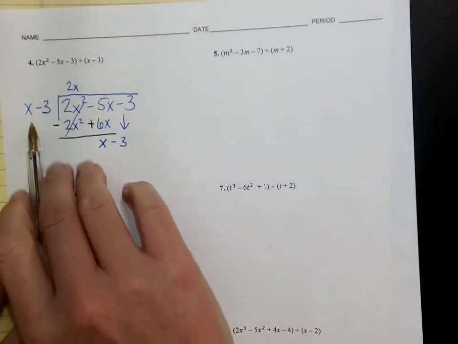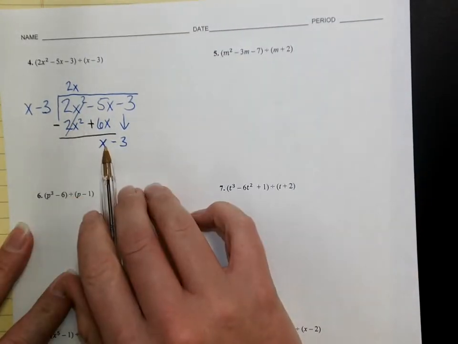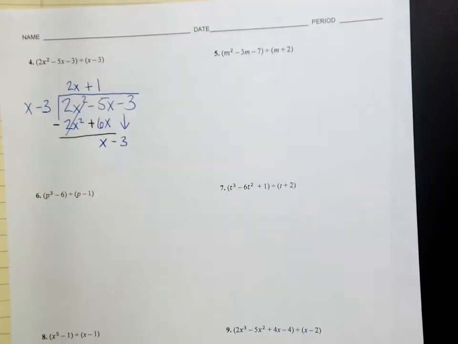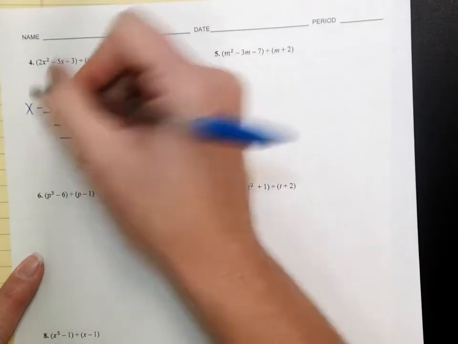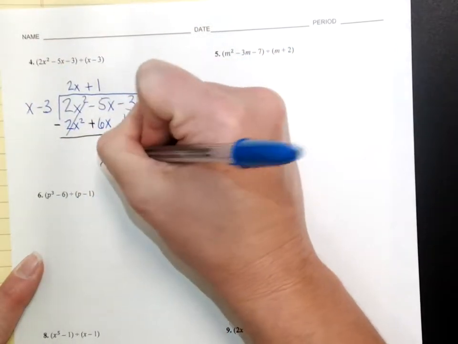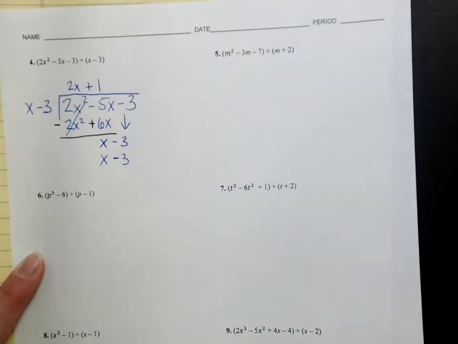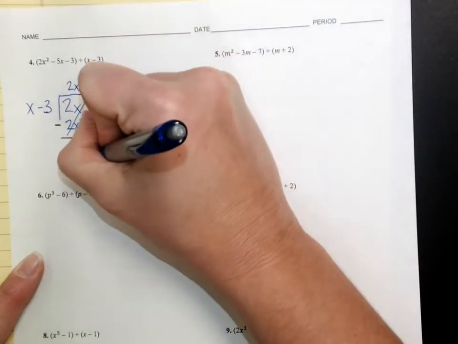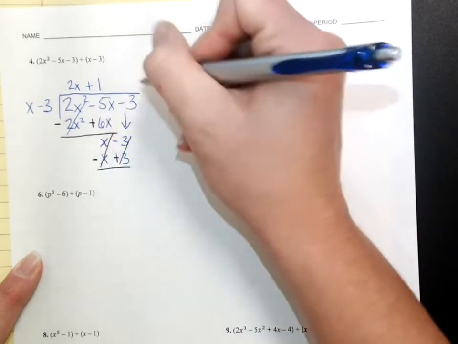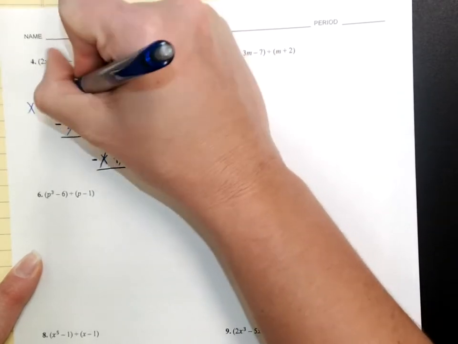What do I do to an x to make it an x? I multiply it by 1. So I'm going to put plus 1 up here. 1 times x is just x. 1 times negative 3 is a negative 3. Again, to simplify this, remember you subtract them. That's going to change your signs. X cancels, 3 cancels. My answer is just 2x plus 1.